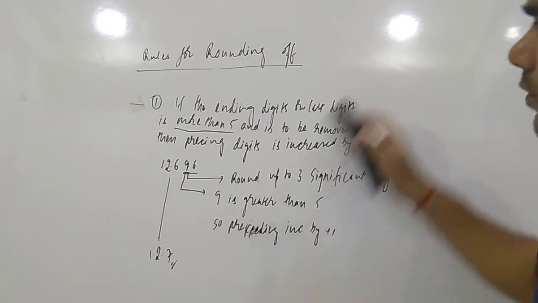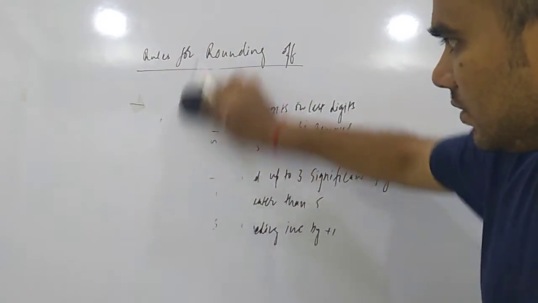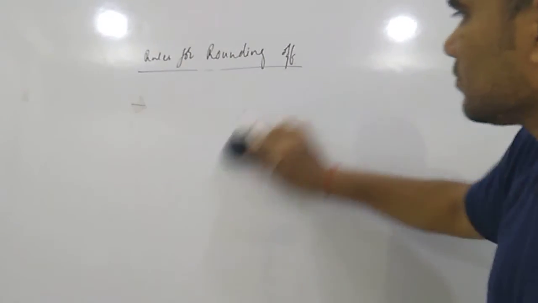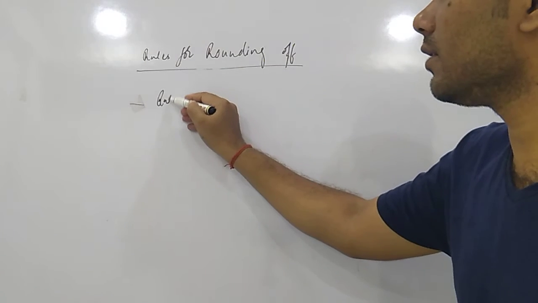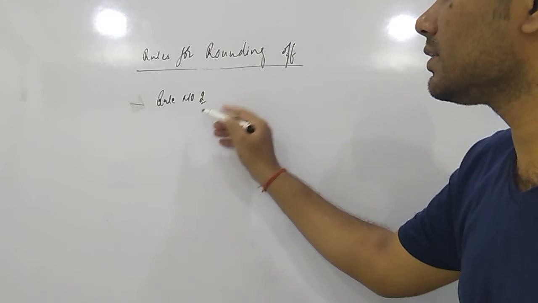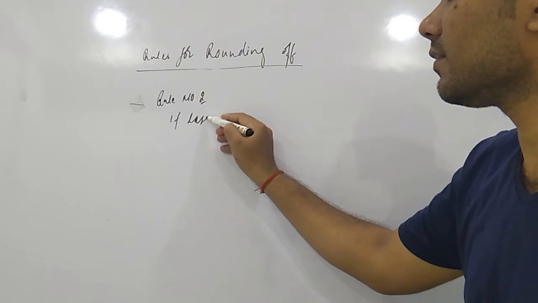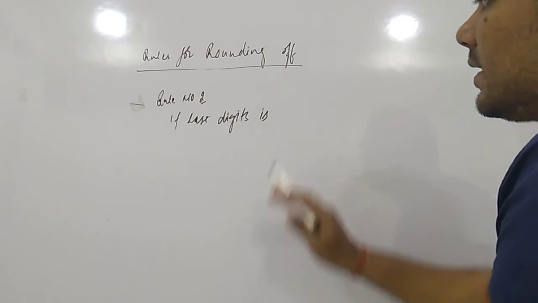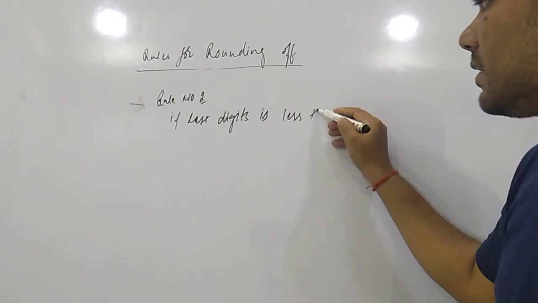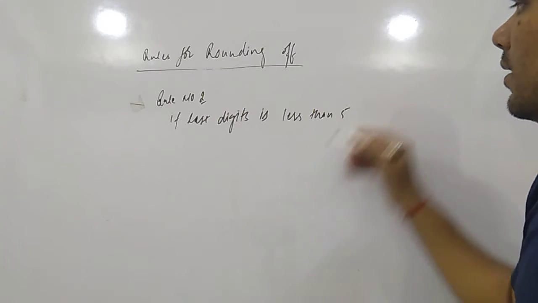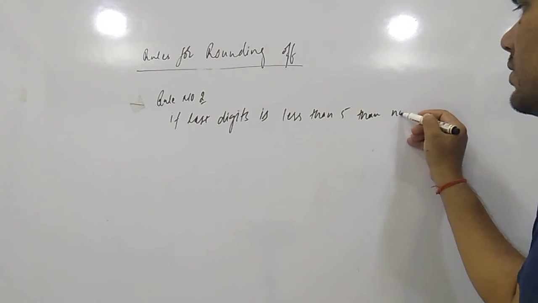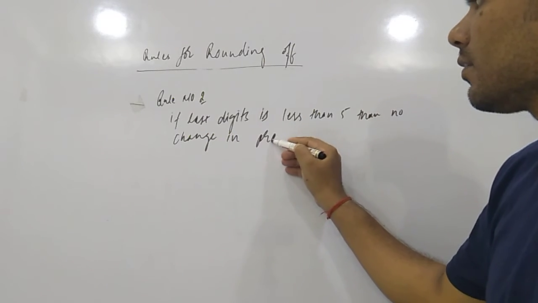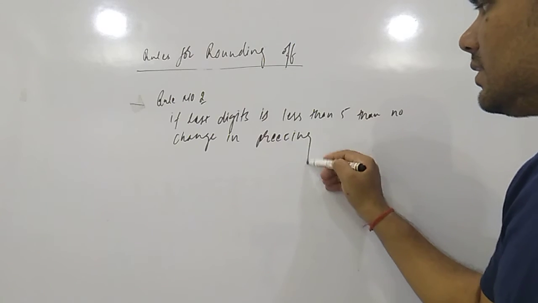Now the rule number 2. I am erasing this and writing rule number 2. Let us check out rule number 2. So check out, student, rule number 2 is saying: if the last digit is less than 5, then no change in the preceding number.